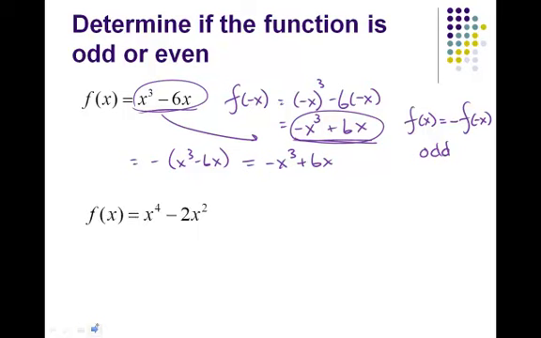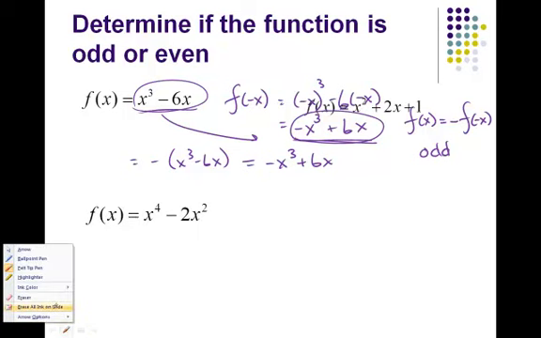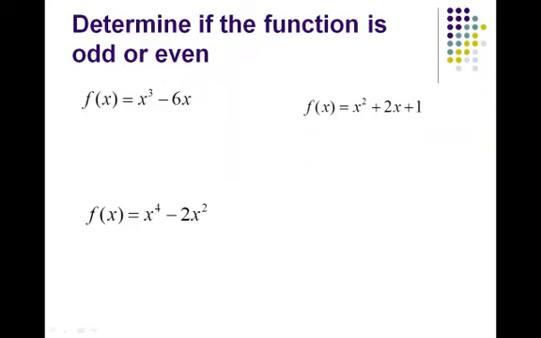Let me give you two more examples that you can look at. If you missed some of that, just pause and rewind. Take these two functions, plug in f of negative x, and see what results you get. If the signs are all changed, in other words, if f of x becomes negative f of x, it is an odd function. If the function remains exactly the same, it is an even function.